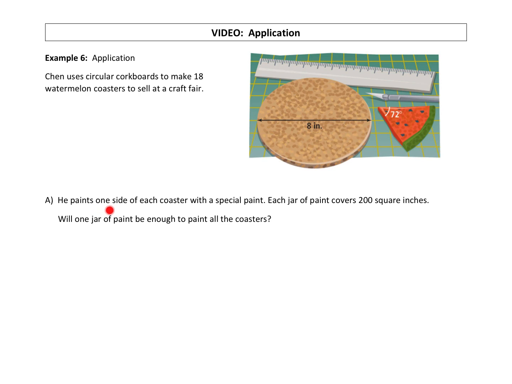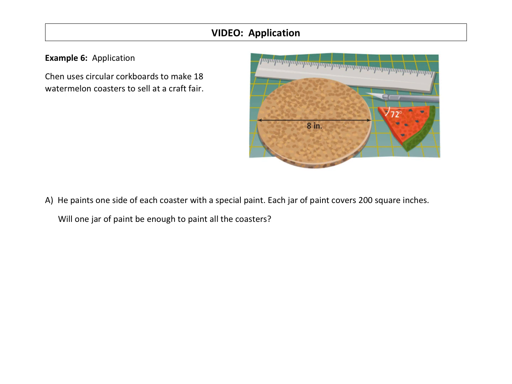So he paints one side of each coaster with a special paint. Each jar of paint covers 200 square inches. Will one jar of paint be enough to paint all of the coasters? So essentially, he's just painting the top of this coaster over here.